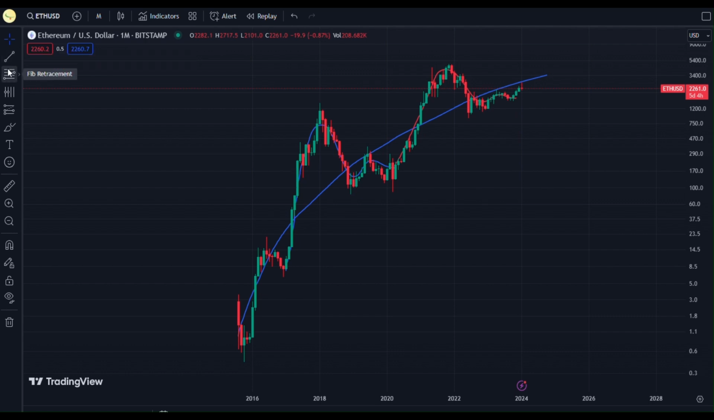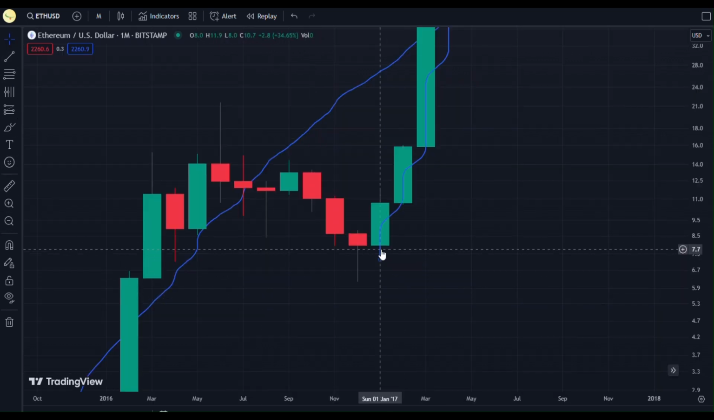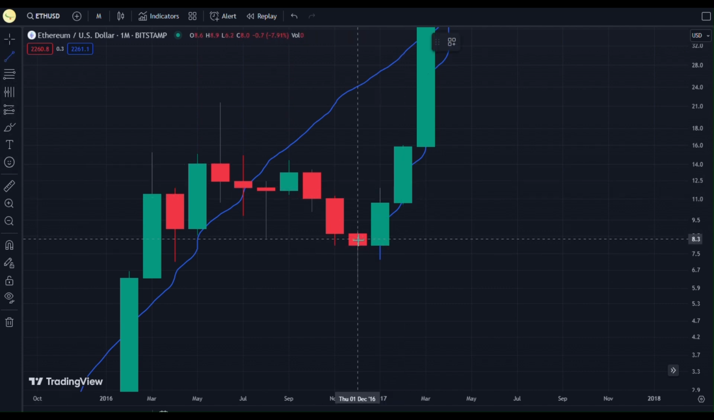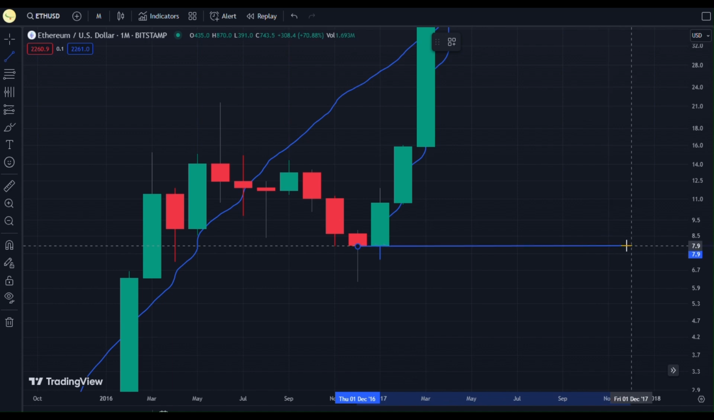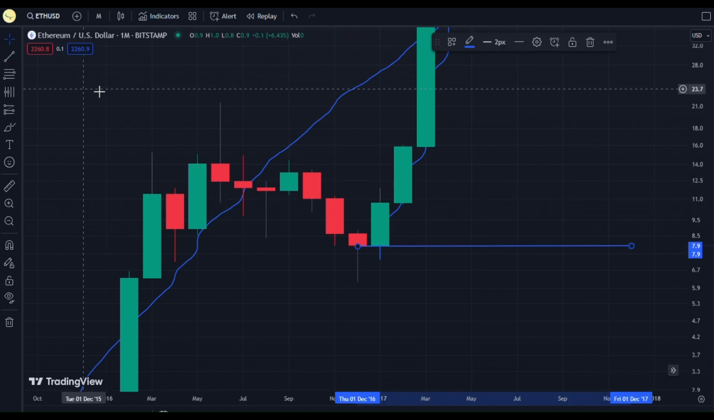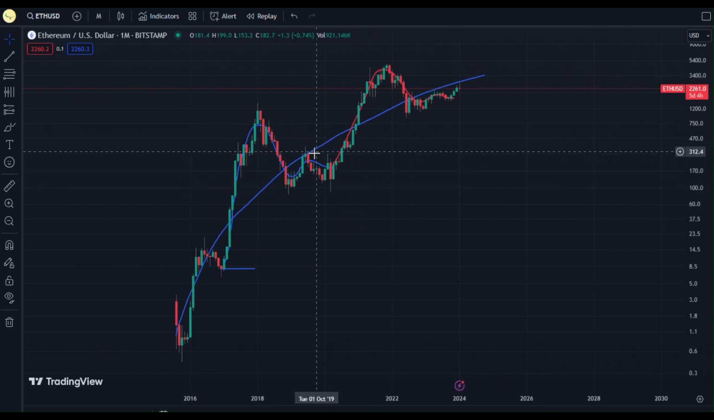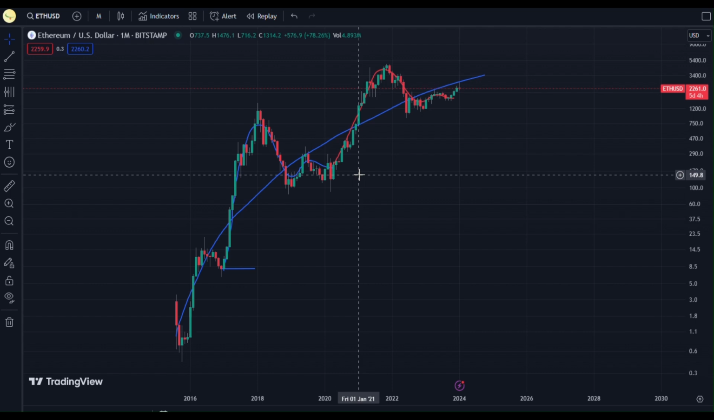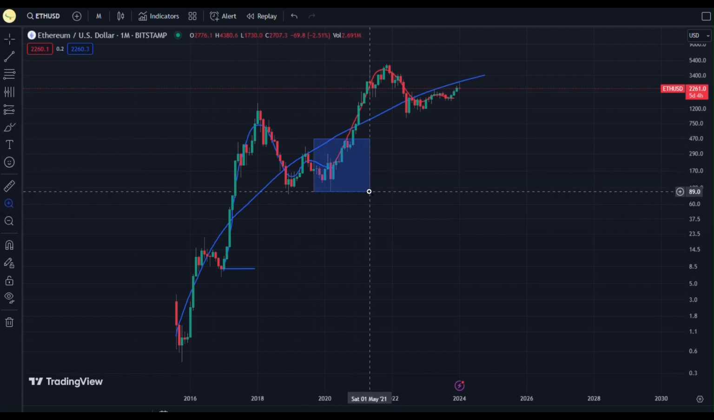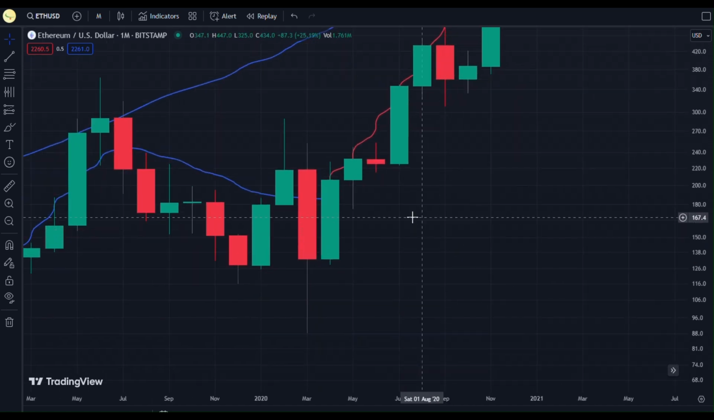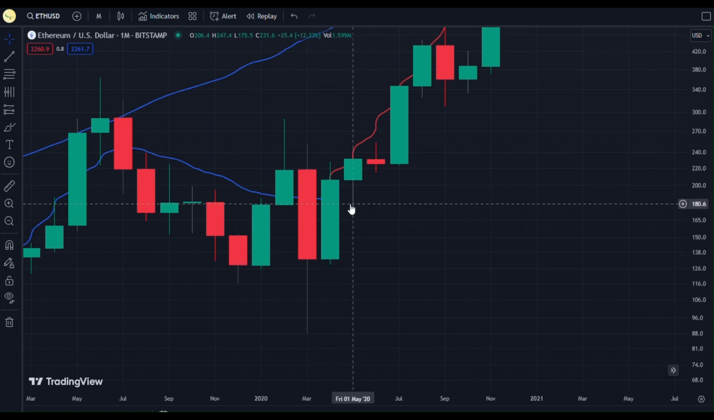For that we'll zoom out over here, zoom in over here, and this is our point from where the bull run started. So we'll place a horizontal line over here, and this is our first horizontal line. Then reset the view, and once again somewhere in this zone the next cycle's bull run started. So we'll zoom in over here. Somewhere here the bull run started, and I think it started from this point.